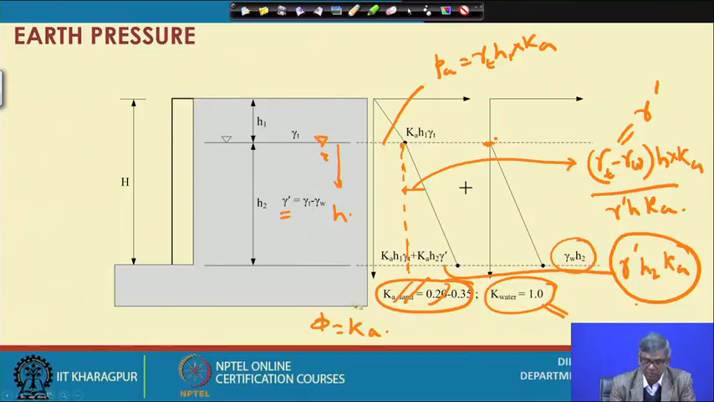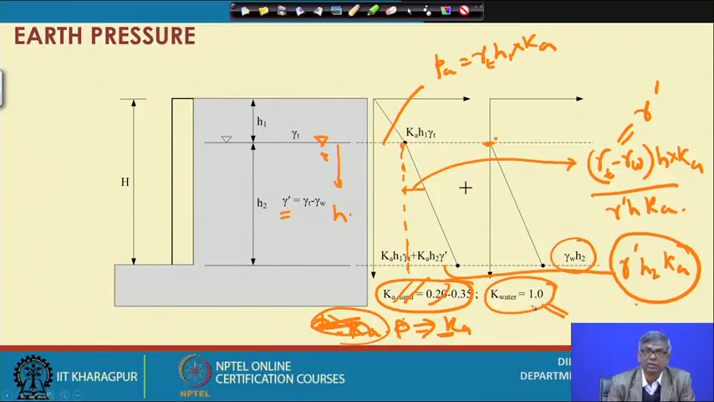So, if the phi value is known, then one can find out KA. KA value can be anything like 0.3, 0.4, 0.35, all those things. So, I can find out the KA for soil, and for water K is 1 always.